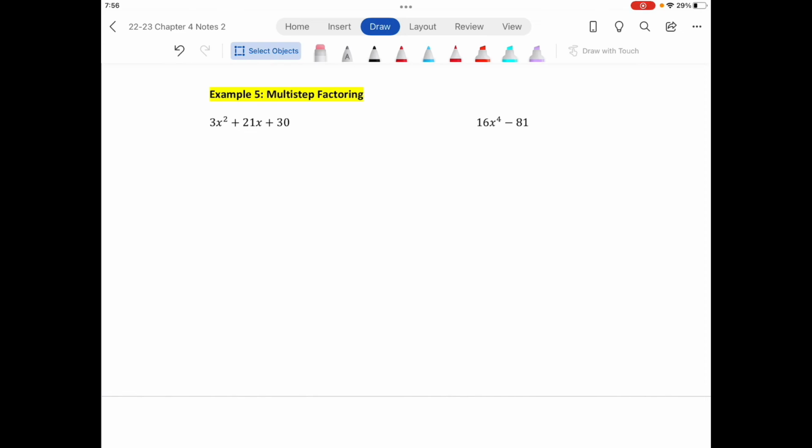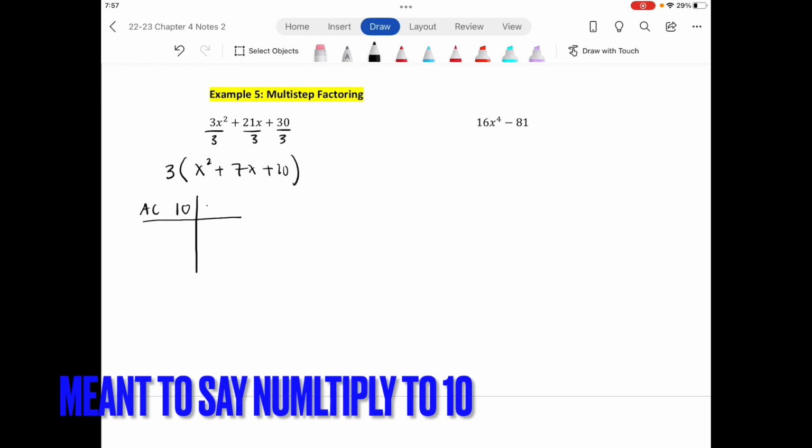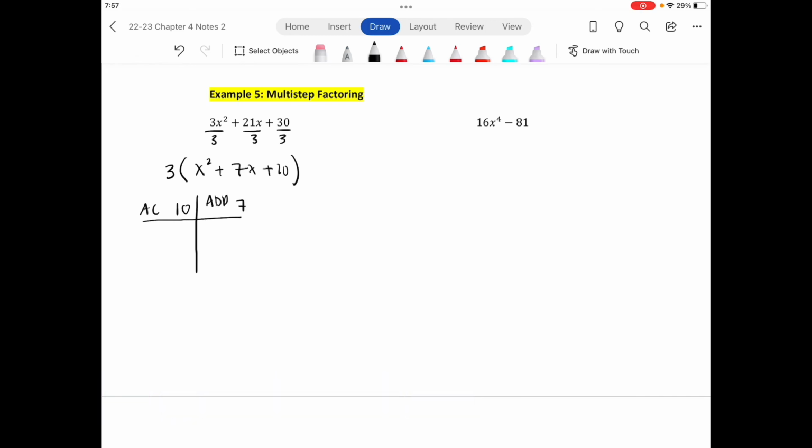Lastly, we'll look at multi-step factoring. In our first example, we're going to see if we have a greatest common factor. 3, 21, and 30, all of these can be divided by 3. So we're going to put that on the outside, and then on the inside, we'll be left with x squared plus 7x plus 10. Now, with the inside, we can use our AC method. Our a is 1, our c is 10. So we're going to say, well, what numbers multiply to 10 but then add to our middle term, which is 7? We can do 1 times 10, which adds to 11, or 2 times 5, and that would add to 7.